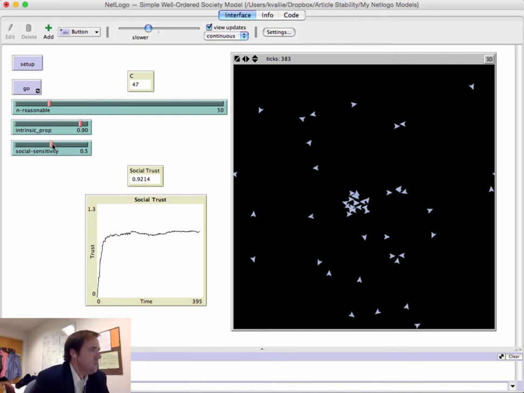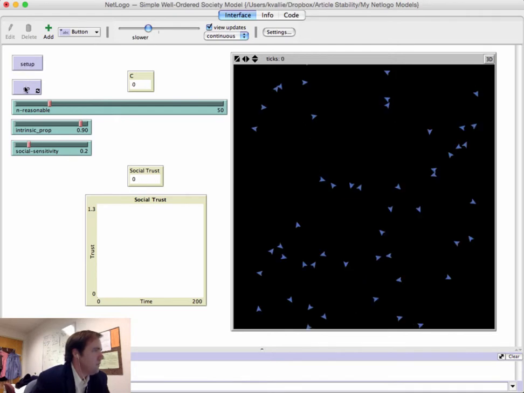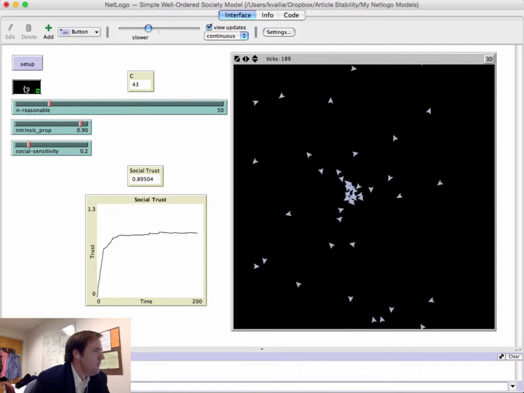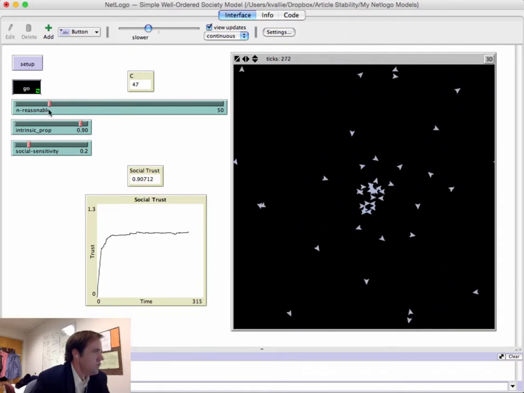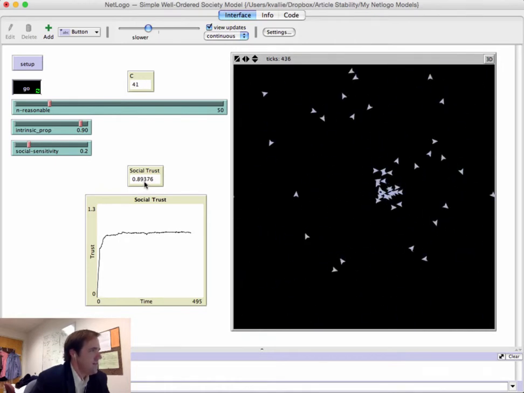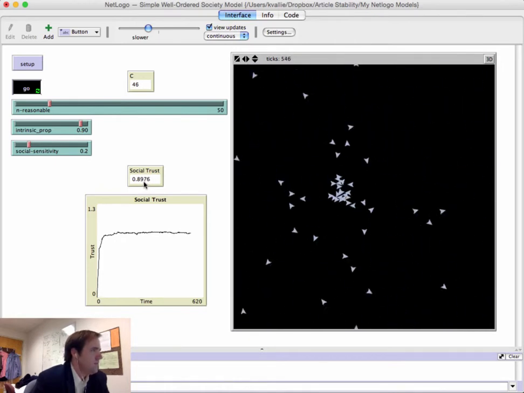So remember again, this is a weighting function. At 1, agents only care about their observations. At 0, they only care about their intrinsic propensities. So let's set their intrinsic propensity low. Now watch the pattern of social trust unfold. We can see that there's very little change in how much social trust there is. That is, the number tends to gravitate really closely towards intrinsic propensity.